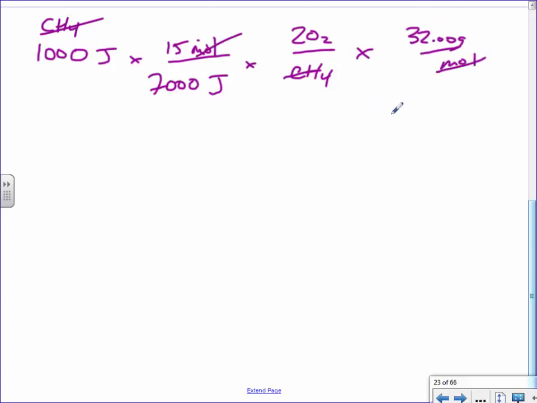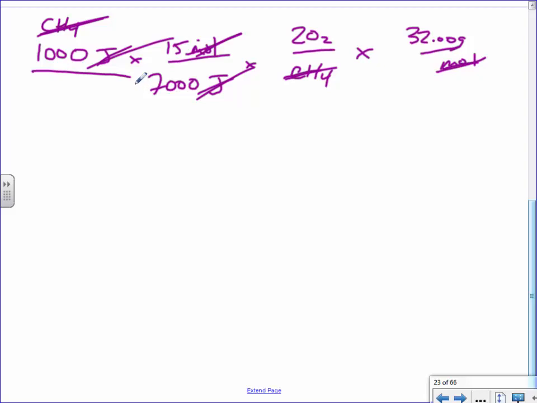can you guys kind of see how I'm able to run a running string of numbers? And I can use almost any, let's call them attachments, available. Here I got rid of the joules attachment. Here I got rid of the moles attachment. Here I got rid of the methane attachment. By the time I'm done, I've now calculated how many grams of oxygen I would expect based on 1,000 joules.